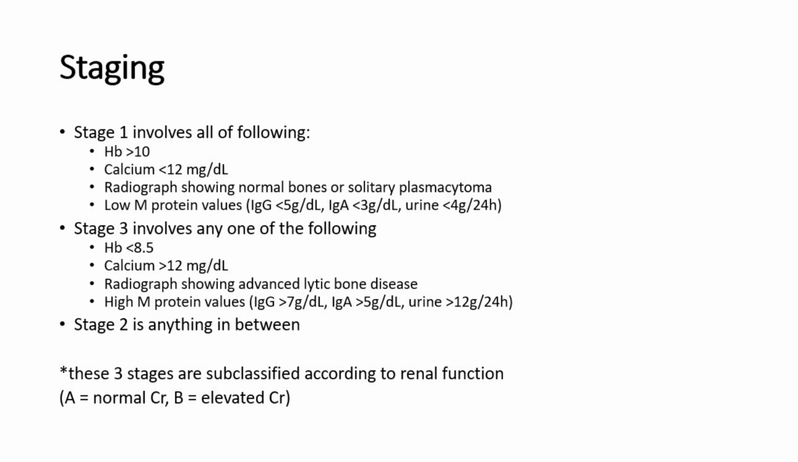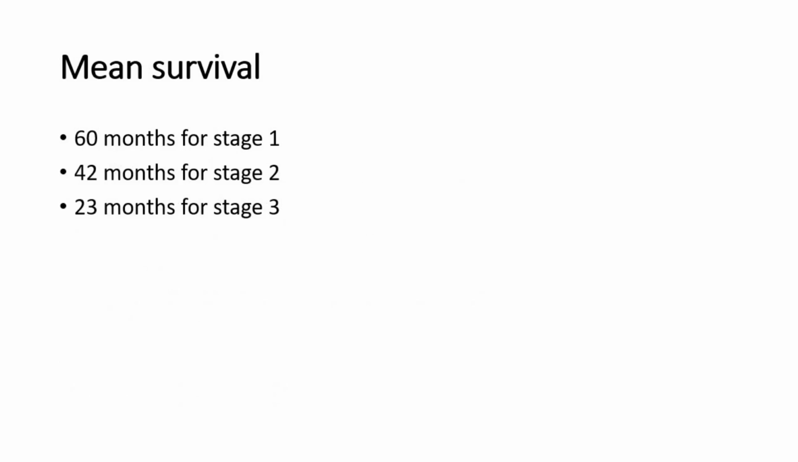Stage 3 involves any one of the following. Hb less than 8.5. Calcium more than 12. Radiograph showing advanced lytic bone disease. Or high M protein values. Stage 2 is anything in between. These three stages are subclassified according to renal function, A for normal creatinine and B for elevated creatinine. Mean survival is 60 months for stage 1, 42 months for stage 2, and 23 months for stage 3.